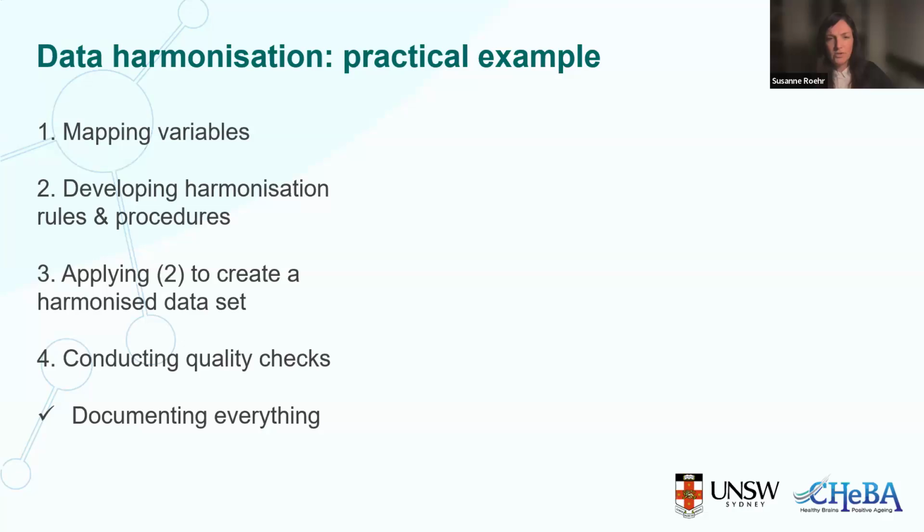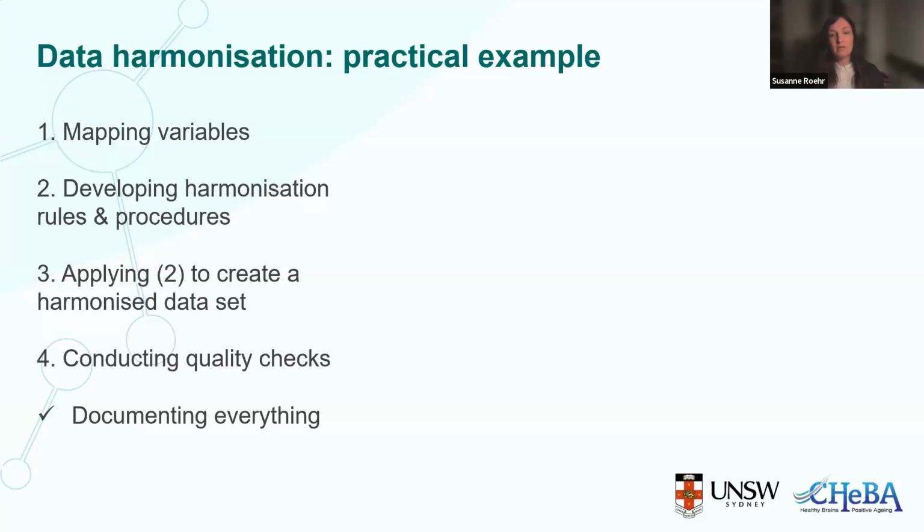Now, how you approach harmonization can look quite different depending on the kind of data that is relevant to your study, and of course your study aims and the type of analysis you're running. However, it typically entails 4 critical steps. The first is mapping variables, then developing harmonization rules and procedures, afterwards applying those to create a harmonized data set, and running a range of quality checks. And it's important to always document everything.